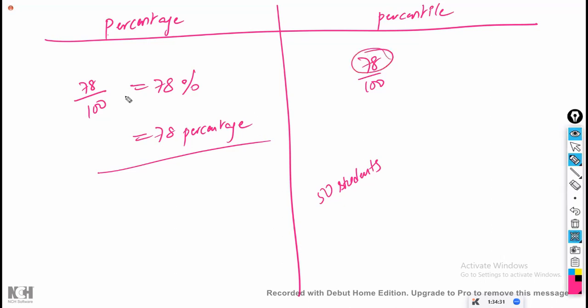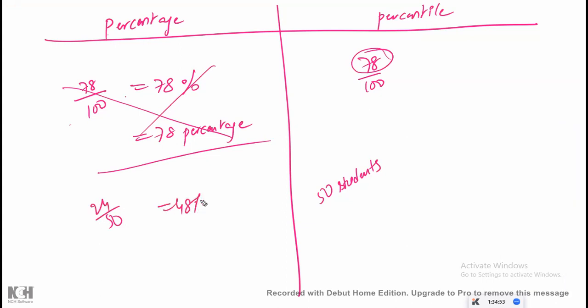Percentile will focus on the position. Percentage will not focus on the position, irrespective of whatever students are there. In your class, there might be 100 students, 10,000, might be 20,000, might be anything. 78 percentage is fixed. 78 out of 100 means 78 percentage. You got out of 50, 24 marks. What is your percentage? 48 percentage. This is fixed.